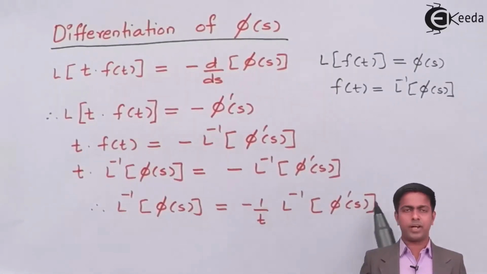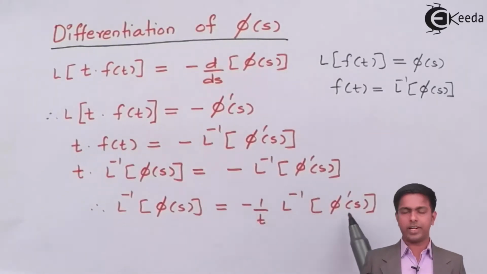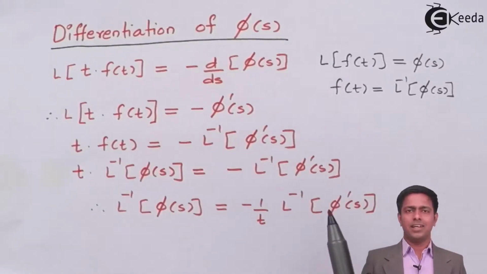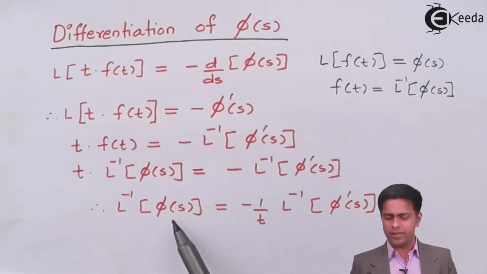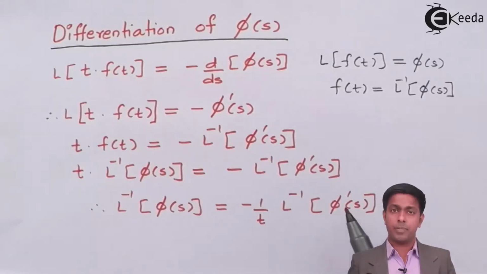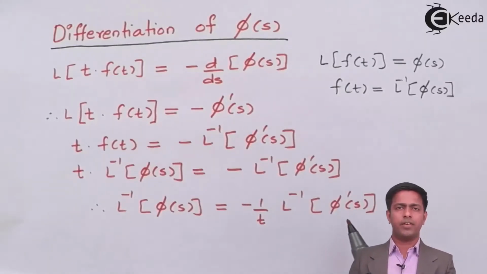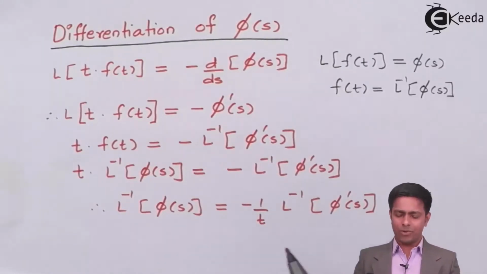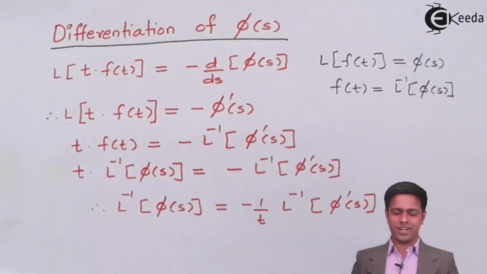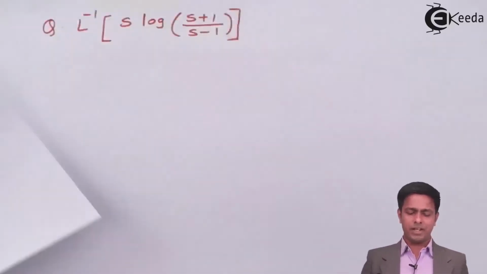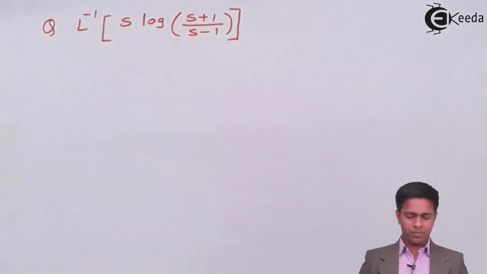So I'll be using this property, that is Laplace inverse of phi of s is negative 1 by t Laplace inverse of phi dash of s. So this property says that if I want to find out the inverse Laplace transform of phi of s, then find out the derivative of that, which is phi dash of s, and make sure that the inverse Laplace transform of that derivative is possible, because then only this property makes sense. So guys, I'm gonna use this property where phi of s is my given function, and let's see what we get in the answer.